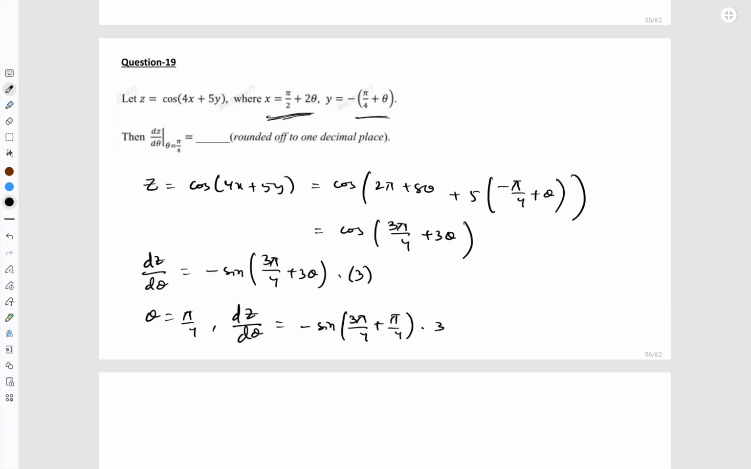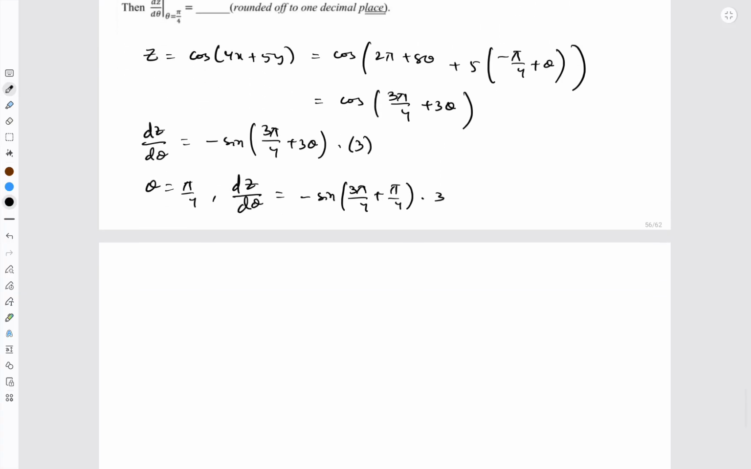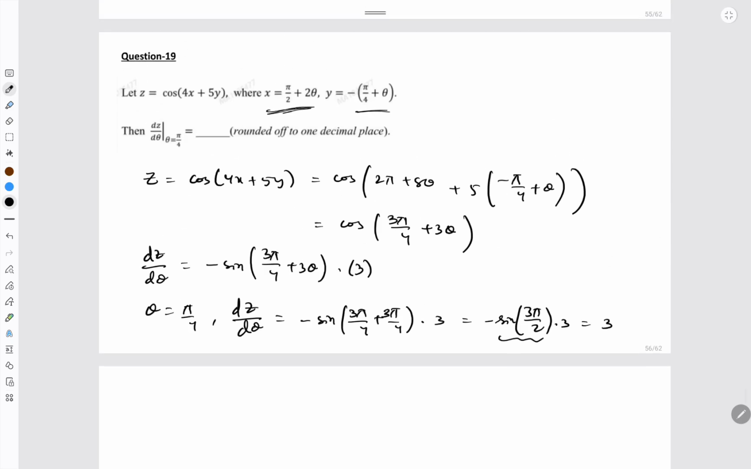If I put theta as pi by 4, it is 3 pi by 4, because 3 theta is there. So minus 6 pi by 4, that is minus sine 3 pi by 2 into 3. I know this thing is minus 1, so minus of minus 1 is plus 1 into 3 is 3.